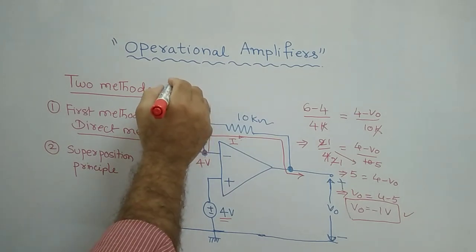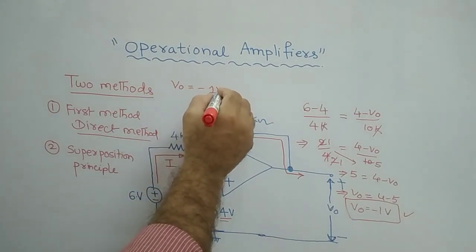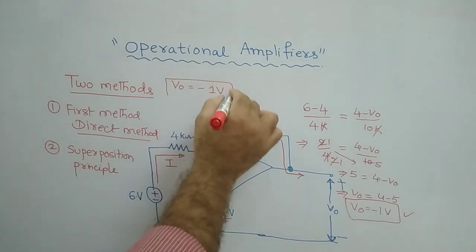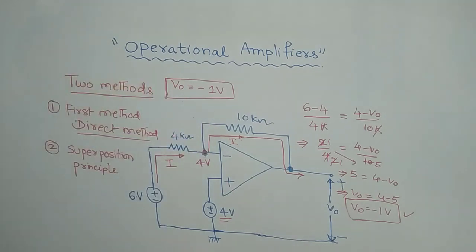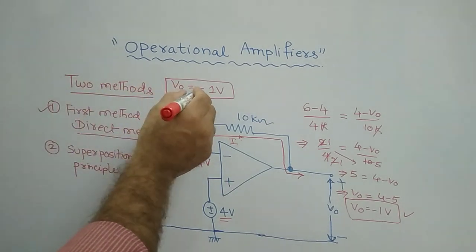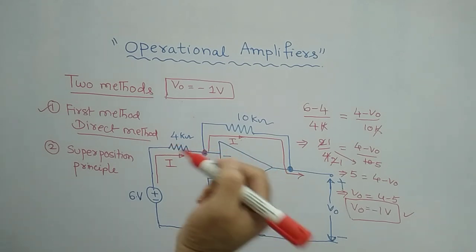Clear? That is using the direct method. V naught is equal to minus 1 volt. The direct method is nothing but directly applying the virtual ground concept. According to the first method, the answer is minus 1 volt. I think you understood this.